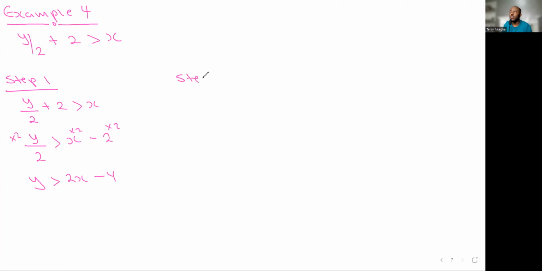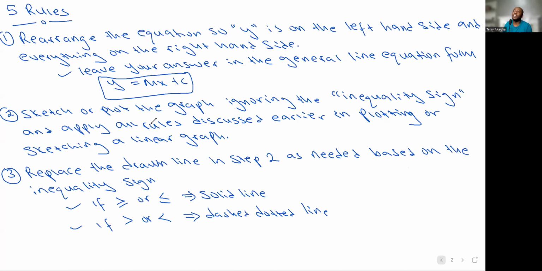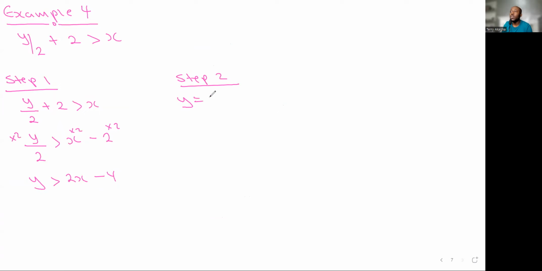Then step 2, I need to sketch it. So remember I said in step 2, ignore the inequality sign, and sketch it normally as you would have. So just ignore the inequality sign and just sketch. So let's assume that the question was y is equal to 2x minus 4, and you are told to sketch this. The first thing you have to do is find the x-intercept. At the x-intercept, y is equal to 0. So you're going to put y equal to 0 and solve for x.